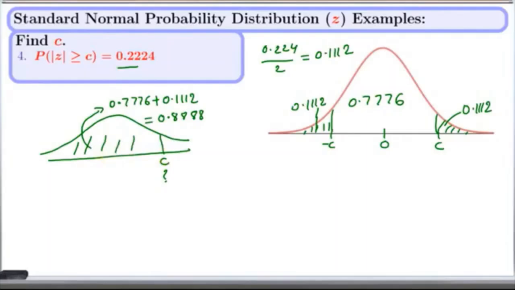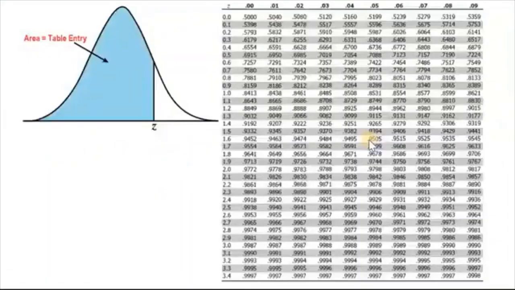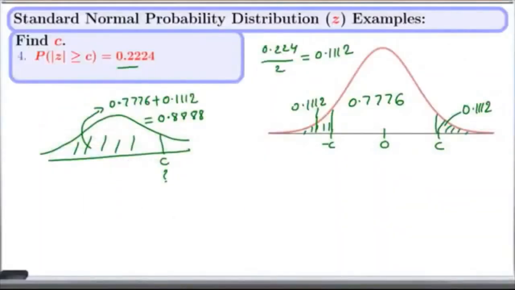Now, we are ready to use the table. We look for 0.8888 among these tiny 4 decimal place numbers, and it is right here. This one. So the corresponding z-score is 1.22. Therefore, the value of C is 1.22. So let me put that down here. Value of C is 1.22.